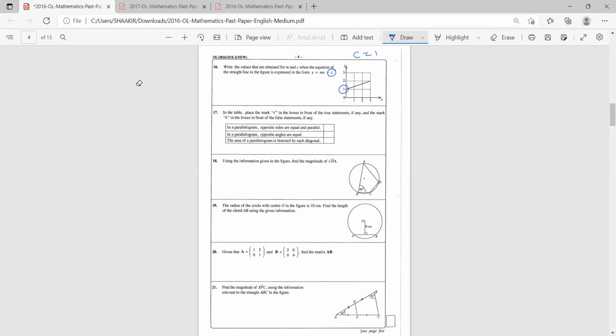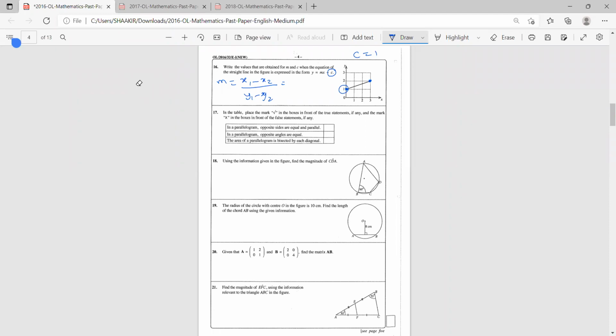Okay. Now I need the gradient. To find the gradient, children, we have a formula: the change in the y coordinates over the change in the x coordinates. That means the changes between the x coordinates divided by the changes between the y coordinates. Okay. Now I'll take these 2 points, this point and this point. You can select any points, but according to this graph, children, it's easy for me to take this point and this point.